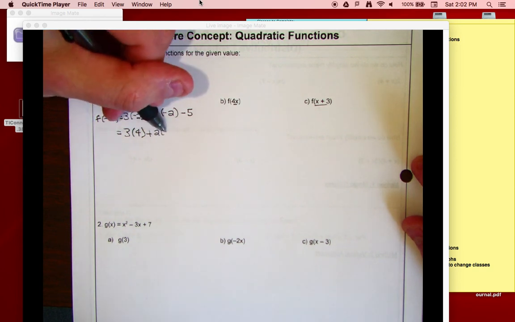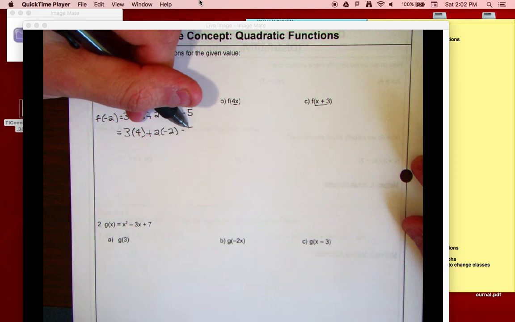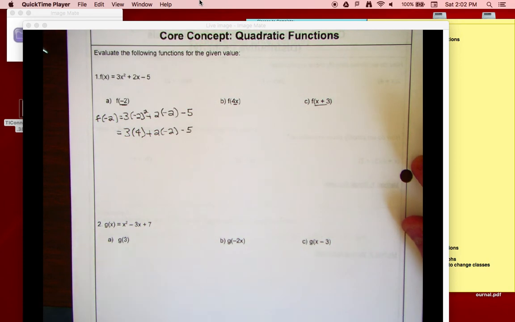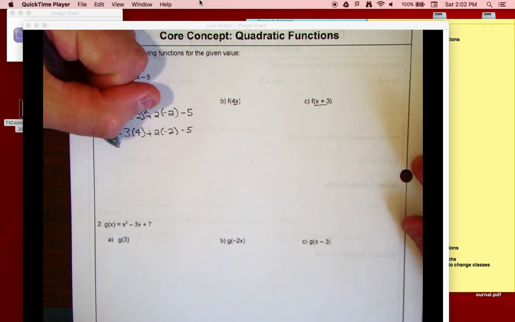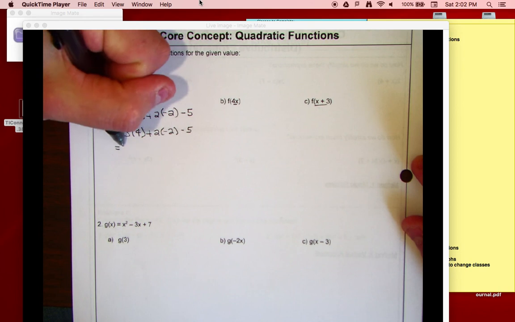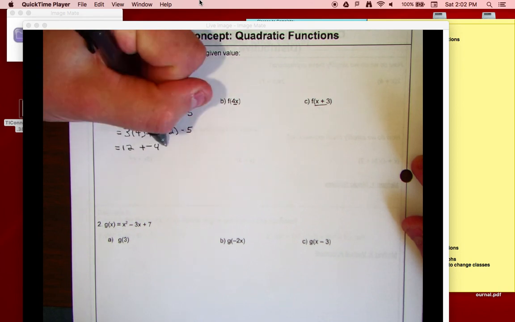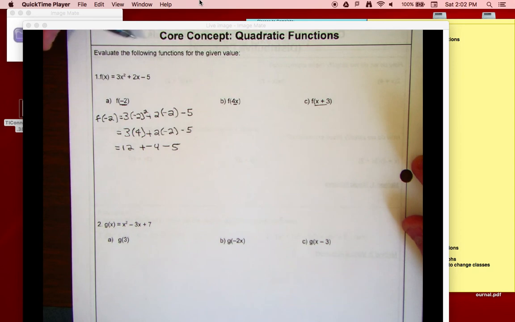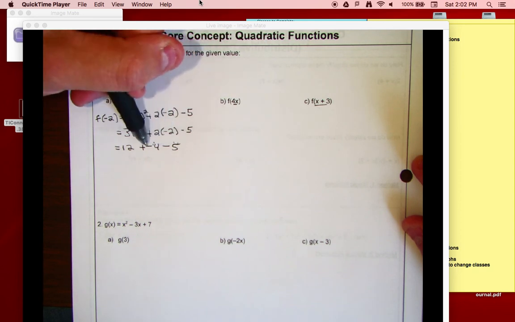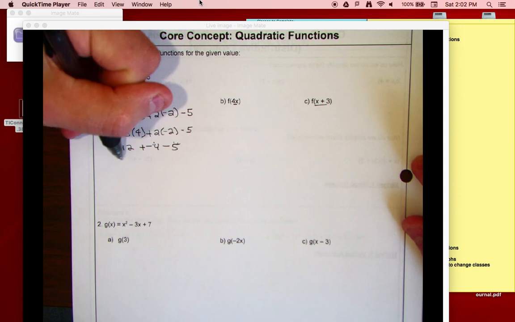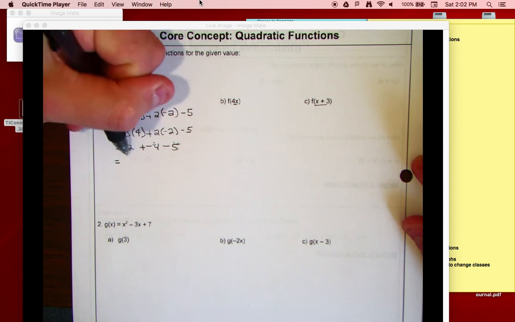Alright, I'm just going to rewrite everything down. I know a lot of you can do this in fewer steps than I can, but I'm just going to write out every step. So I took care of my exponents. Now I'm going to take care of my parentheses, which means multiply. 3 times 4 is 12. 2 times negative 2 is negative 4. And minus 5. These two numbers come out to be negative 9. And so I add 12 to negative 9, and I get an answer of 3.